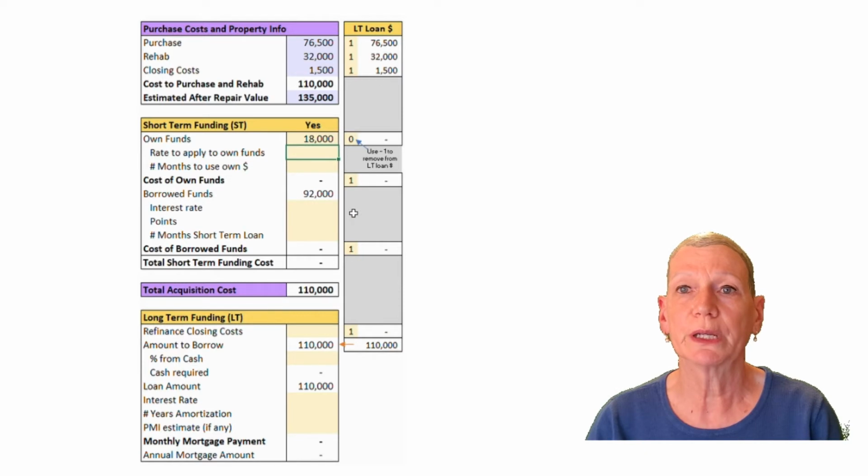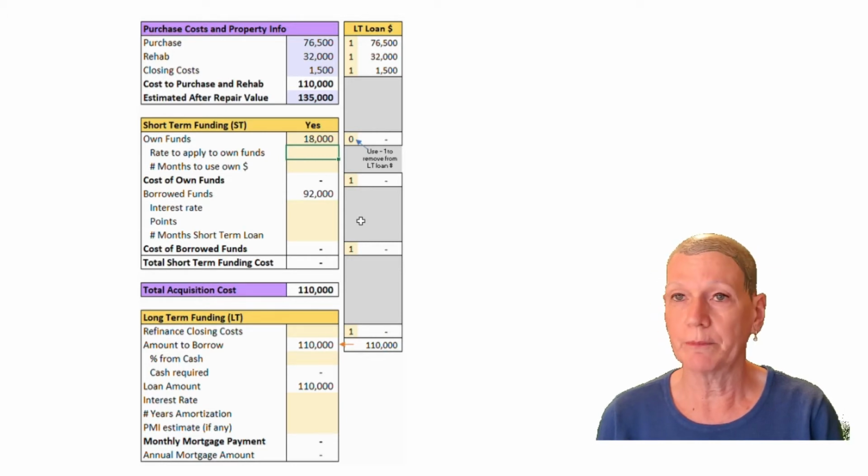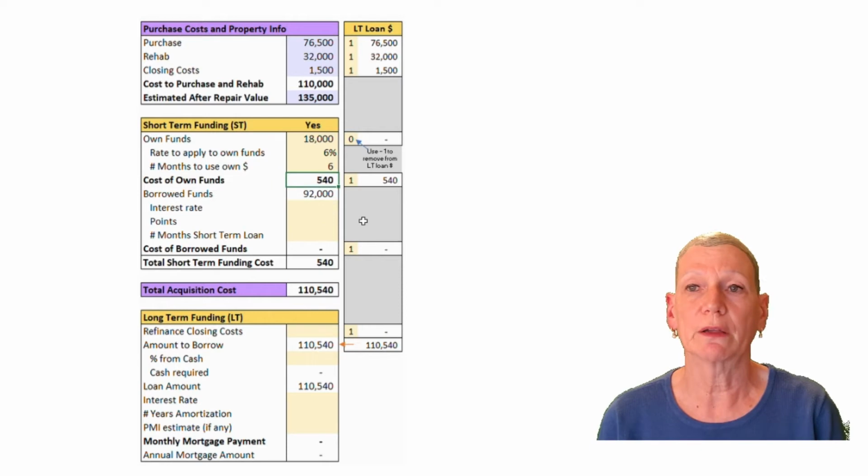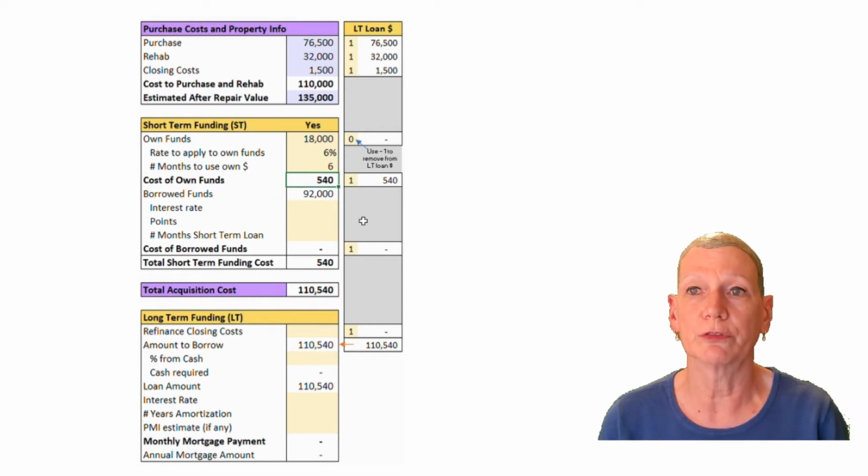With the amount that you've put in, you may actually have to pay some money to use those funds. For example, if you're using a home equity line of credit, you might have an interest rate that you have to pay to your bank. So we want to look at that as a cost of this project as well. So let's say that you have to pay 6% on your HELOC funds, and that you're planning to use that money for a total of 6 months of the short-term lending period. And that comes up to $540. That's the cost of using your own funds.